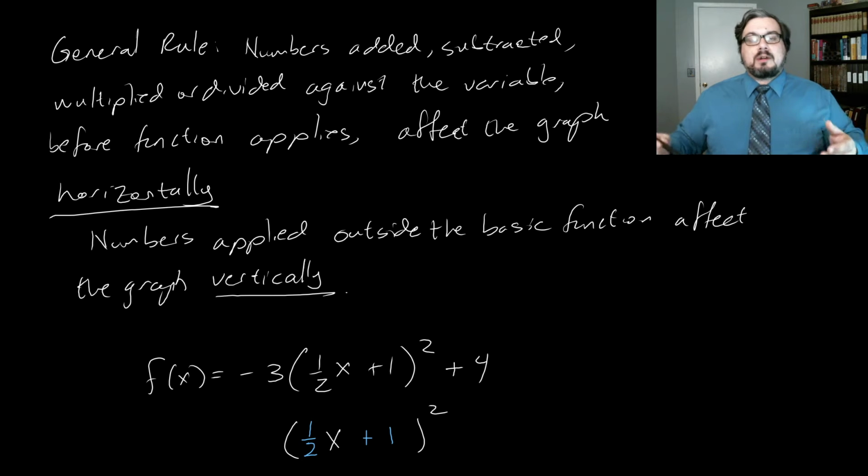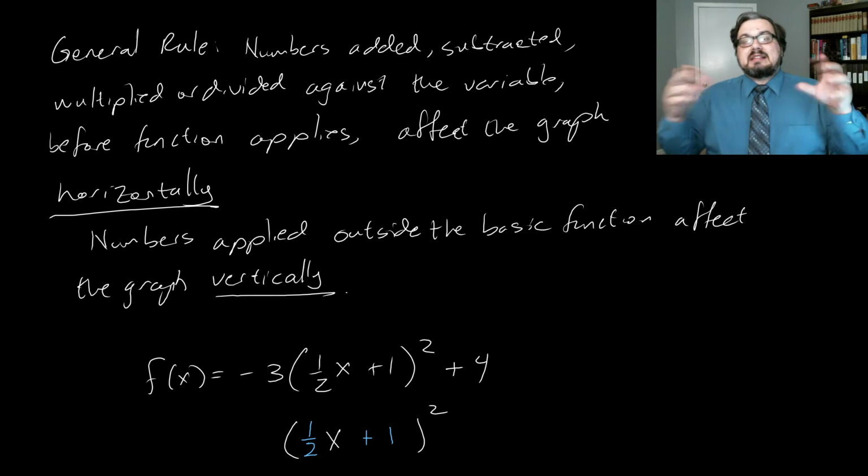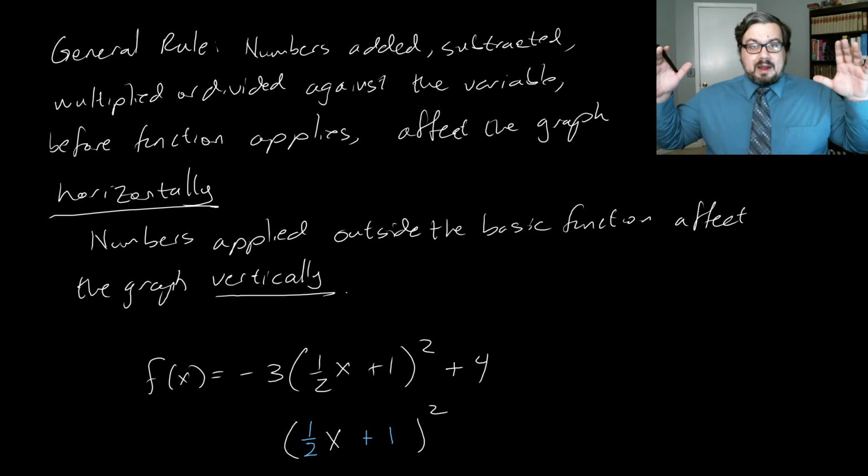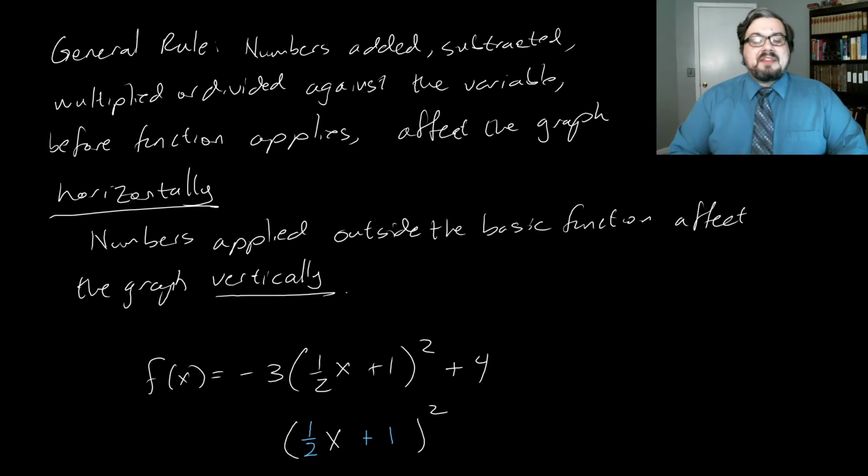The basic function we're working with in this case is the squaring function that takes the number x and turns it into x squared. Well, the 1/2 and the 1 that are being applied to this x, 1 multiplied and 1 added, are both happening before the squaring happens. In terms of order of operations, all those things are inside the parentheses. All those things happen to the x first, and then the result of that computation gets squared in the formula. So what that means, based on the general rule up above, is that the 1/2 and the 1 are going to affect the graph horizontally.